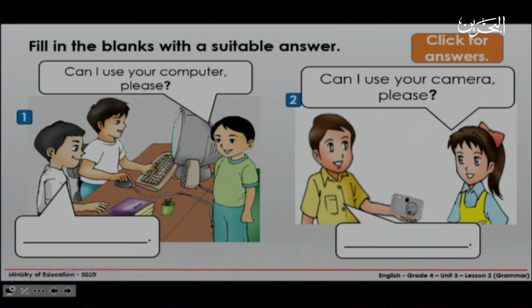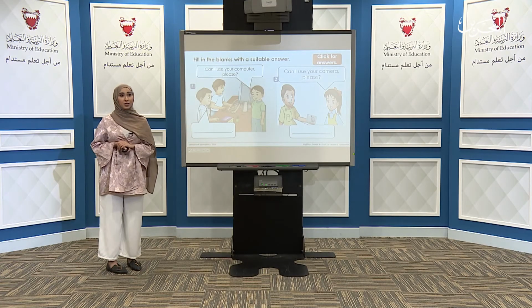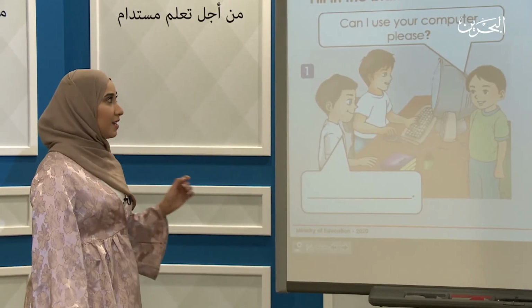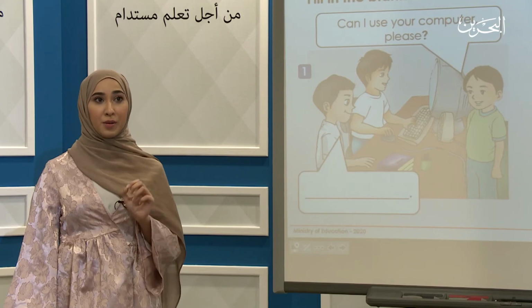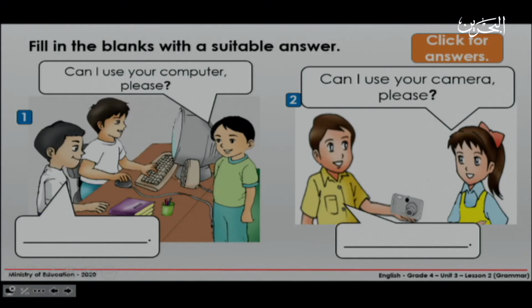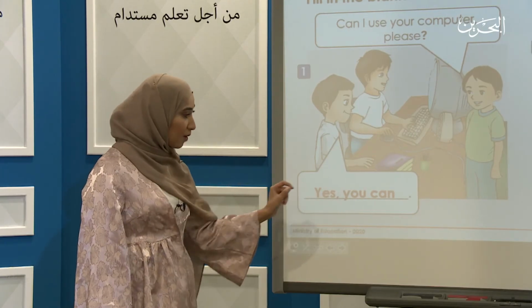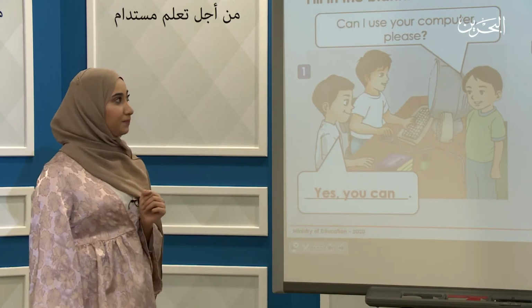Now we are going to fill in the blanks with the suitable answer. Let's see number 1. Can I use your computer, please? Now, don't forget, when I have I in the question, what do we use for the answer? Very good, we use you. So the answer will be, yes, you can. And of course, don't forget the comma after yes.